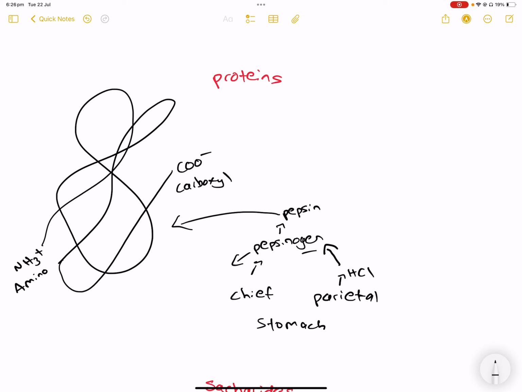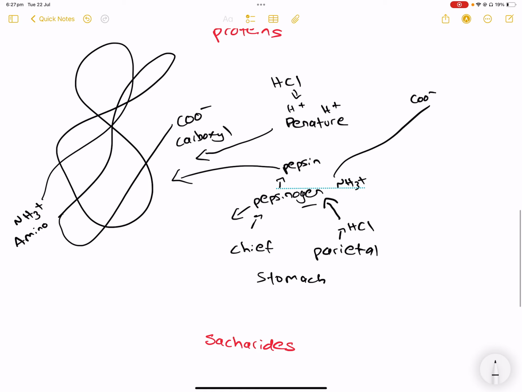But also, the HCl, right, is an acid, right? H plus, H plus. This also acts to denature the protein. So not just does the HCl activate pepsinogen, the H plus ions also act directly on the protein to denature it. Permanently change its structure. Right? So it breaks it down. Okay? It's broken it down.